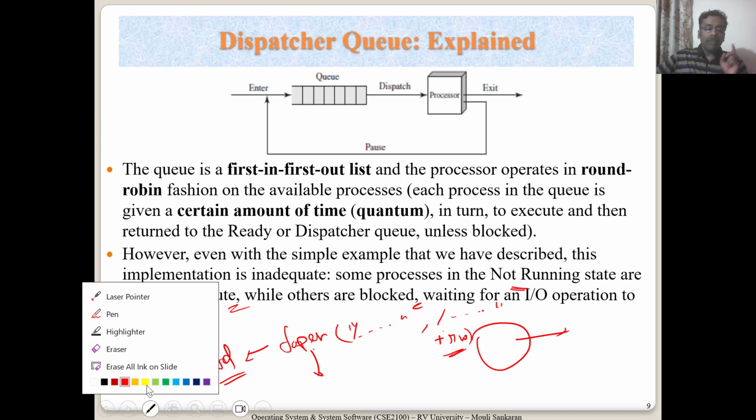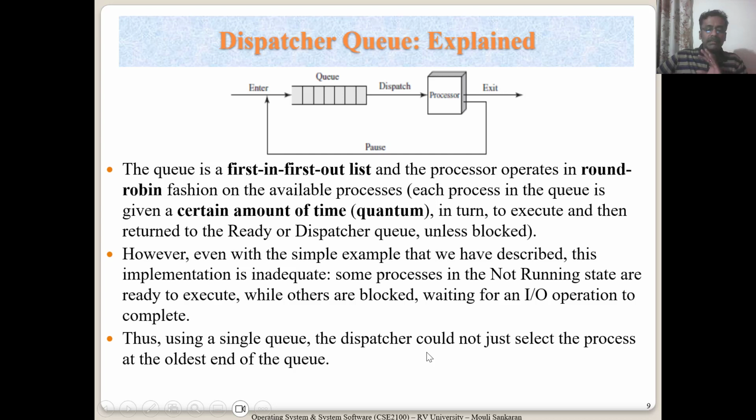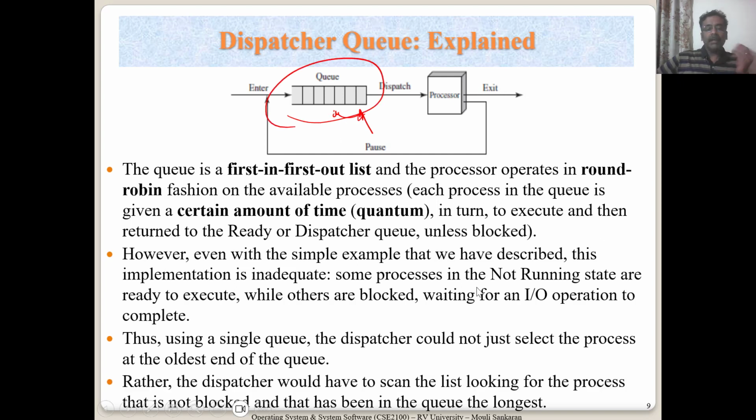So we found out that this two-state model is inadequate. Using a single queue for all the not running as well as blocked states will be a confusion, because every time you look into the queue, you have to check which state each process is in, and if it is blocked for some event, you have to skip it and go to another. So it's a painful implementation. Let us find some better implementation. Otherwise, the dispatcher would have to scan through the list to look for a probable right candidate to be allocated on the CPU.